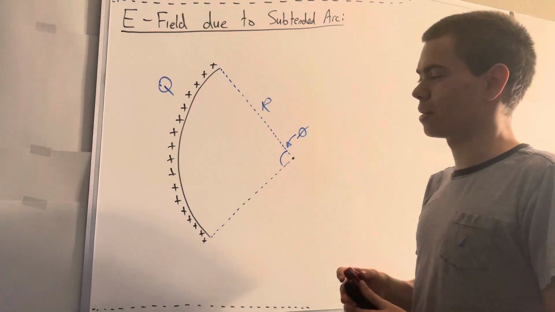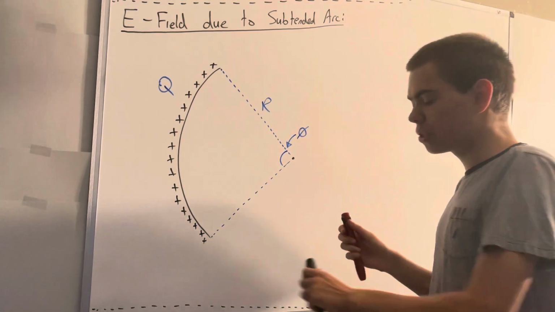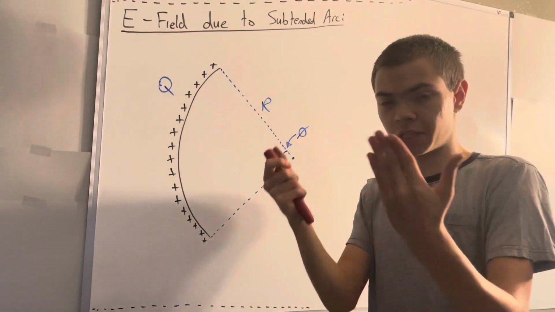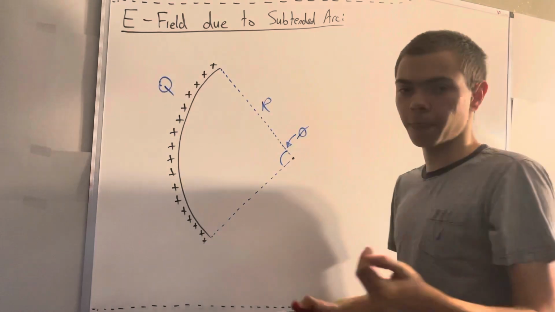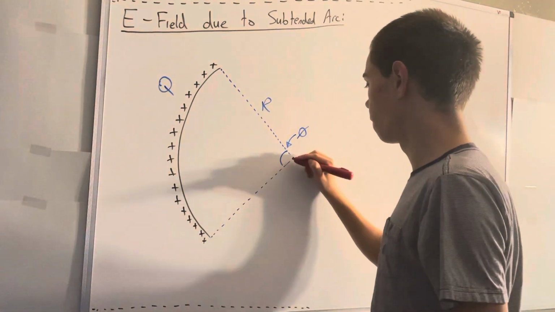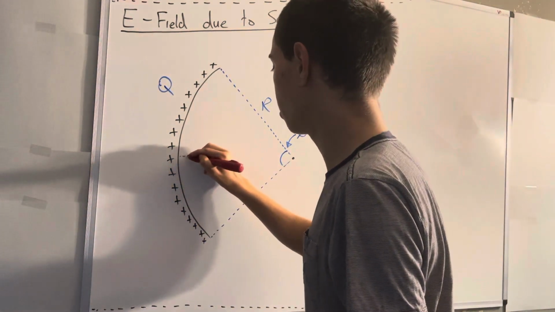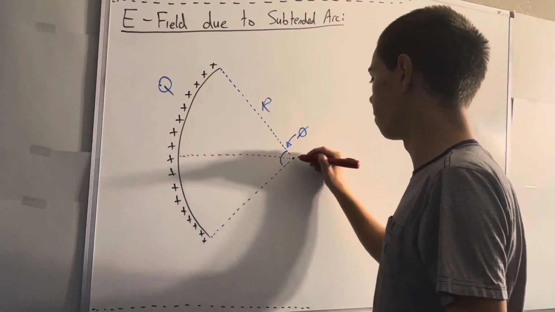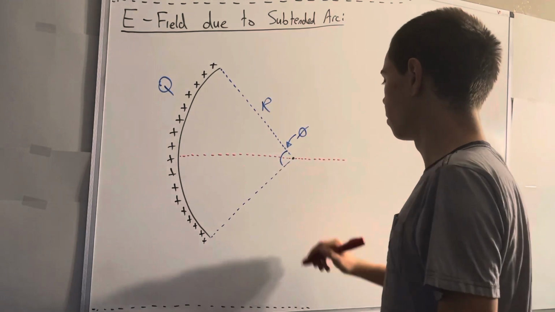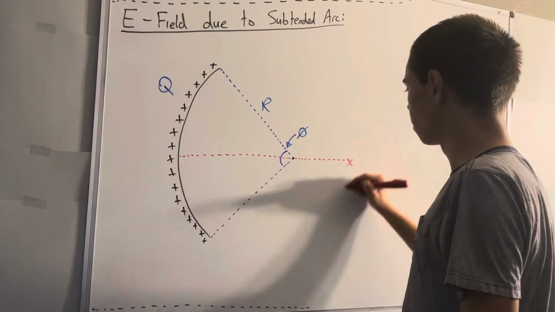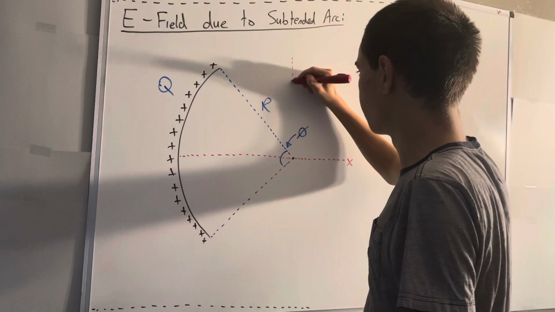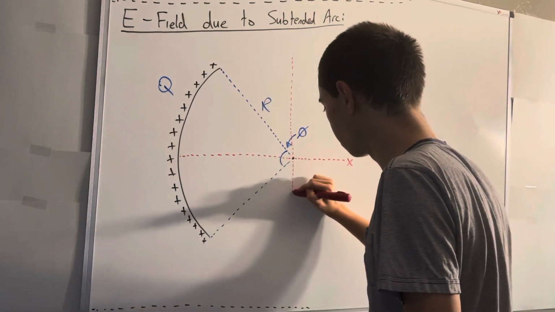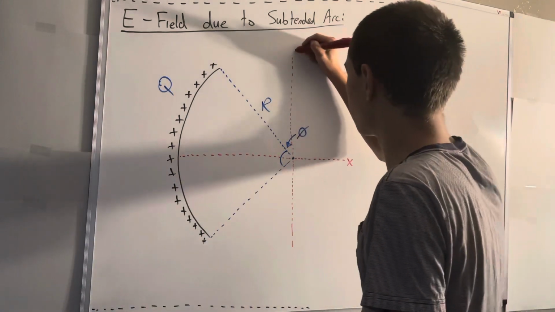So how do we do that? Well, the first thing we're going to do is assign an x and y axis, because it's going to make this easier for us. For the x-axis, here's how we're going to draw it. It's going to go through our point of interest. And our y-axis is, of course, perpendicular to it, going right through. So this is our y-axis.